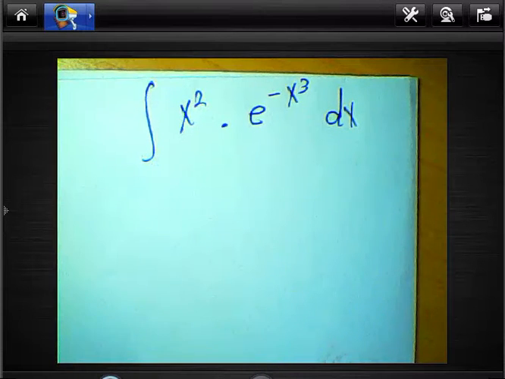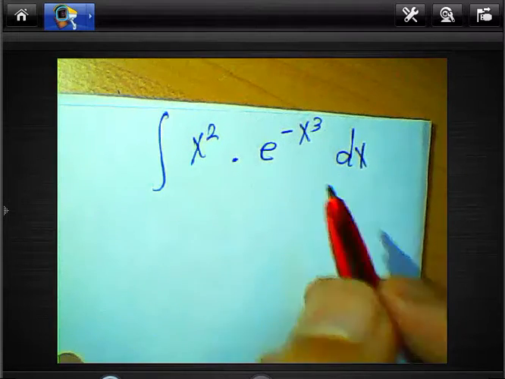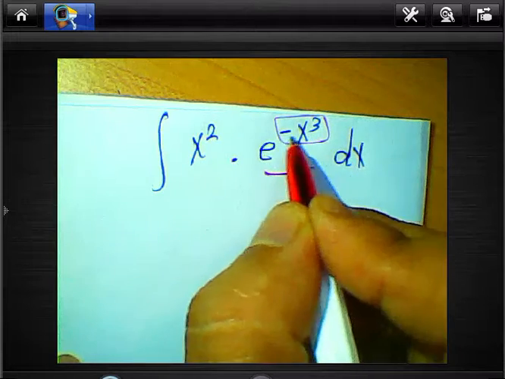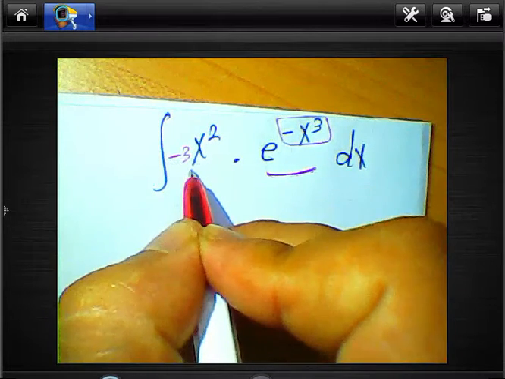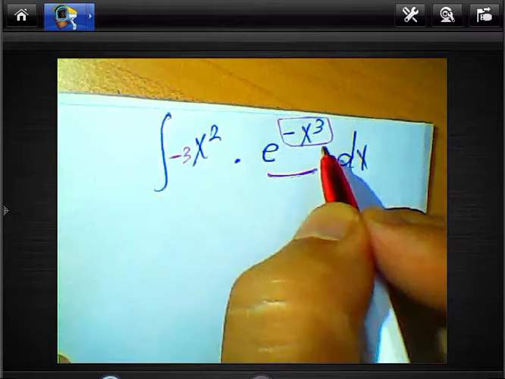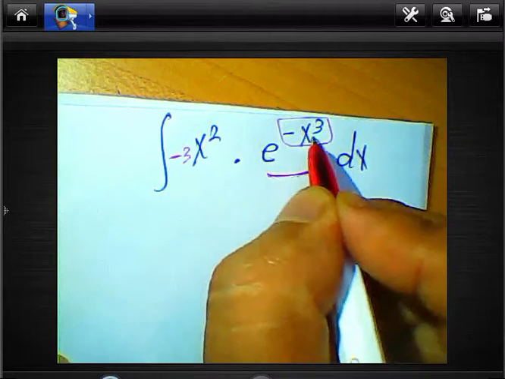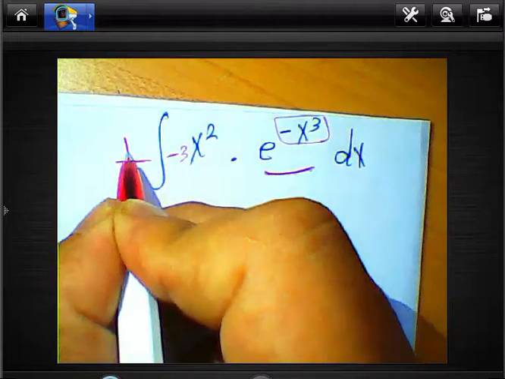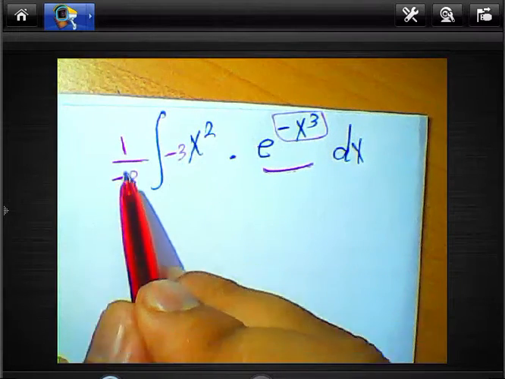We know x squared multiplied by e power negative x cubed dx. We can find the derivative of this power here. The derivative of negative x cubed will be negative 3x squared, but we must divide it by negative 3. So okay, we must multiply by negative 3 here and divide by negative 3.